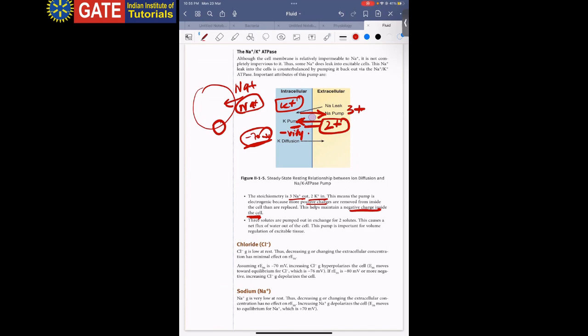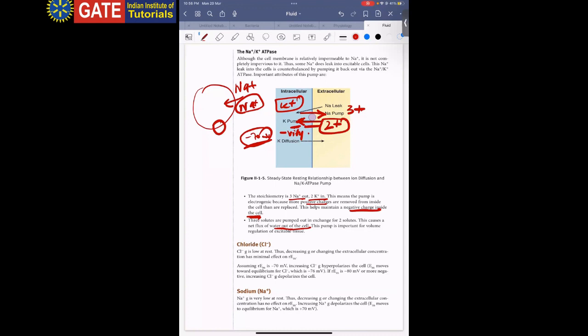So also, because 3 sodium are moving out and 2 potassium are moving in, more solute are moving out. So the solute moving out will be carrying water with it. So there will be more water moving outside of the cell. Okay, so this is the sodium potassium ATPase pump.